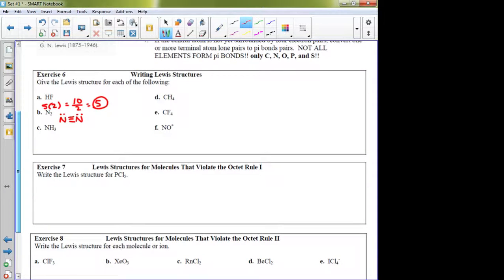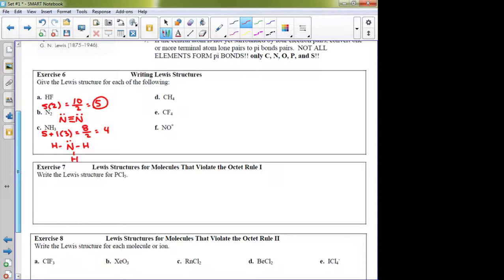All right, C, NH3. How many valence electrons does nitrogen have? 5. Plus how many does hydrogen have? 1. We've got to multiply that times 3 because there's 3 hydrogens. 5 plus 3 is 8. And 8 divided by 2 is 4. So who goes in the middle? N always, because H always goes on the outside. So then I show it bonded to 3 hydrogens. How many pairs have I drawn? 3. So where does that lone pair have to go? On the top, on the nitrogen.